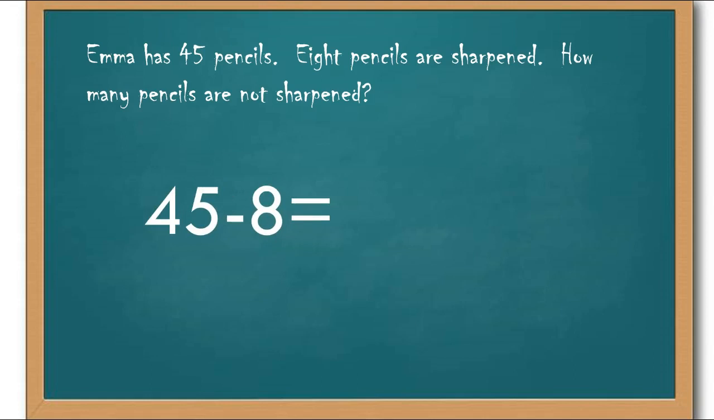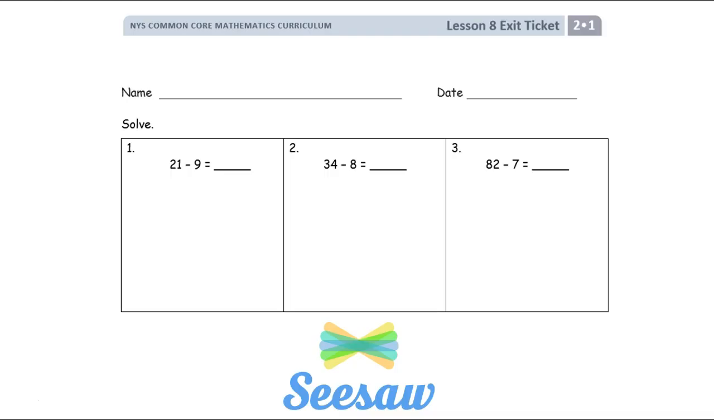Okay, so did you say you were going to subtract 45 minus 8? Did you get 37? If you did, give yourself a kiss on the brain.